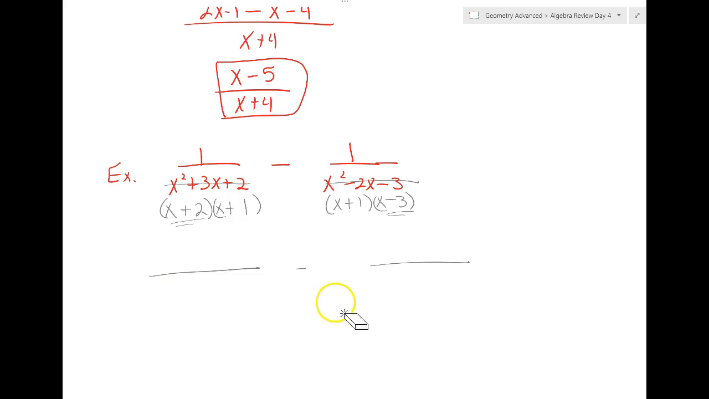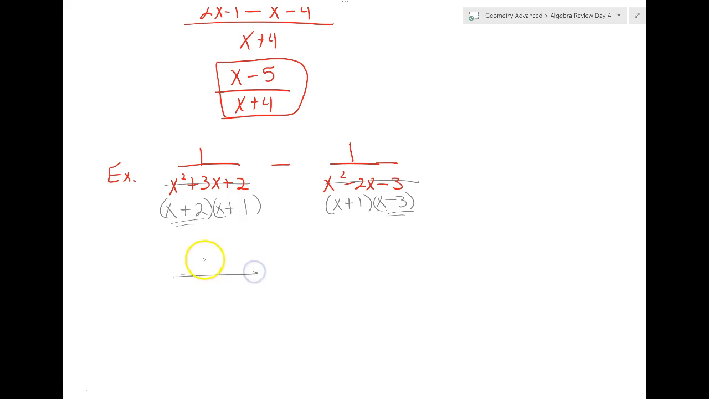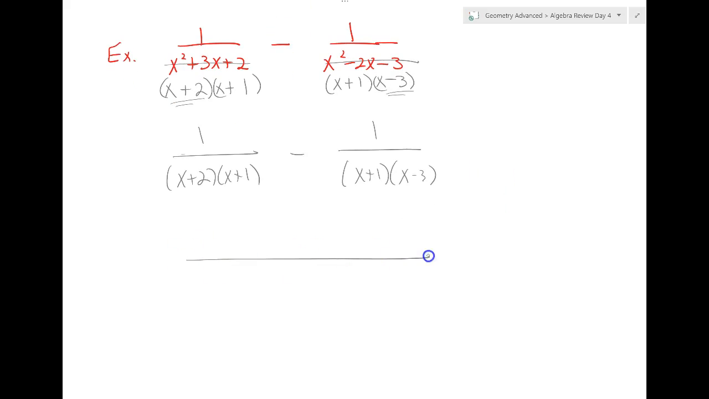Actually, I think we're going to rewrite it this way first. Let's rewrite this now with the factored denominators. I think this will make a little more sense. Minus, let's go 1 over x plus 1 times x minus 3. Now remember, I want a common denominator. So I look here and I look for the least common denominator. I know in this answer I have to have an x plus 2. So I'm going to have an x plus 2.